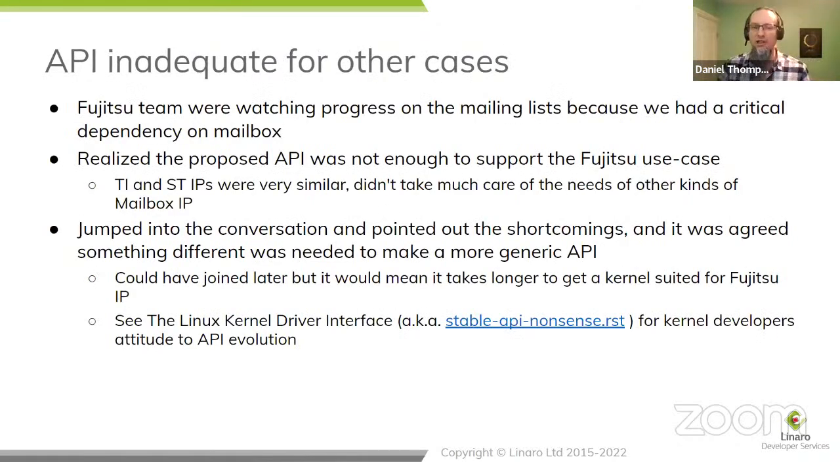While the second implementation was being discussed, the Fujitsu team, which was a landing team within Linaro, were observing the process because of their upstreaming mission, and observed that the ST and TI APIs were not going to work for the Fujitsu hardware because it had a slightly different data flow. So they jumped into conversation. They pointed out that their hardware was slightly different and it would work better with a more generic API.